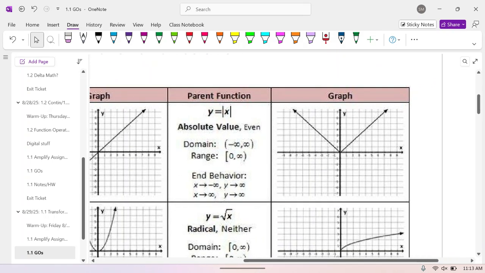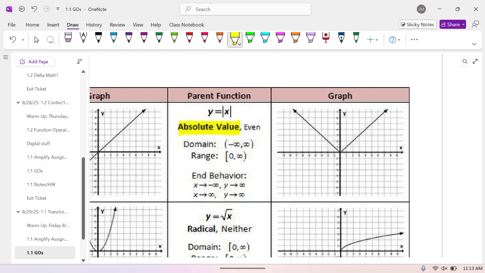Now, absolute value, you absolutely need to know. It's that nice V-shaped graph. So x squared is typically your U shape, or parabola. Absolute value is your V shape. Its parent function form is y equals the absolute value of x.